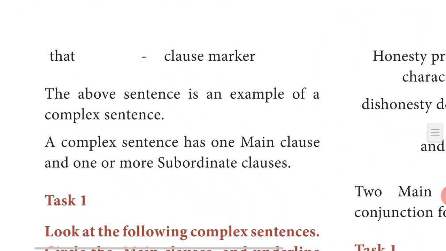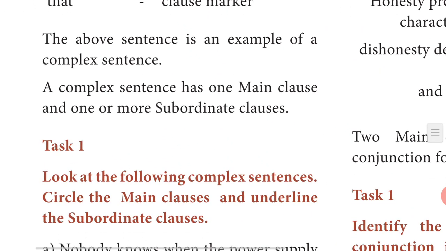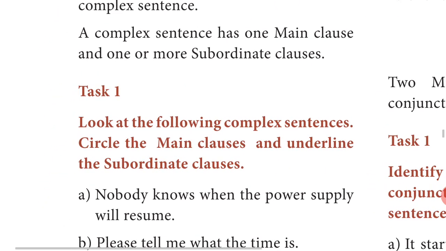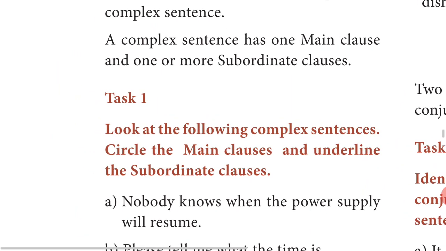Now, according to the above, this sentence is an example of a complex sentence. So, a complex sentence has one main clause and one or more subordinate clauses.